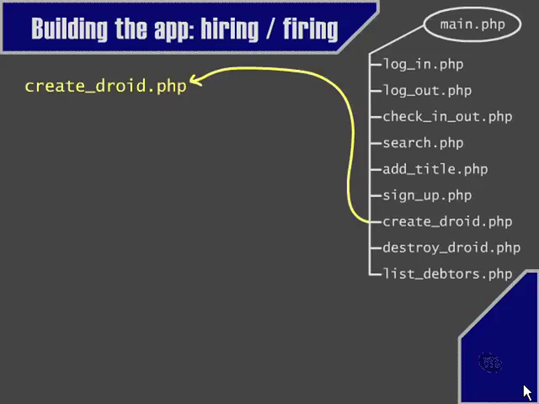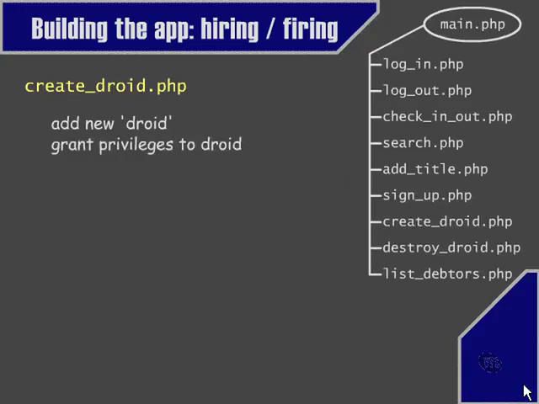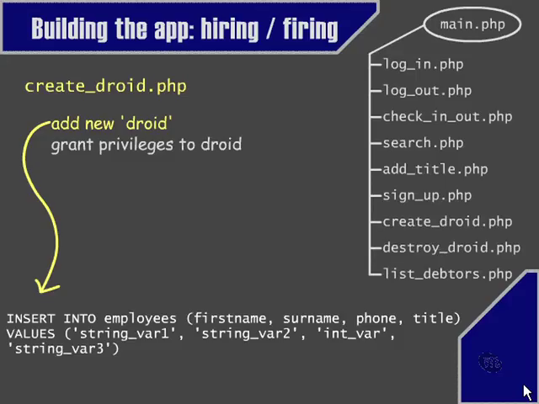So looking in detail first of all at our create droid script, the task that it needs to fulfill is to add a new droid to the database and then to grant privileges to the new droid. To add the details to the employees table, we use a very simple insert statement. This adds information to the particular employee that we've just added to the database.